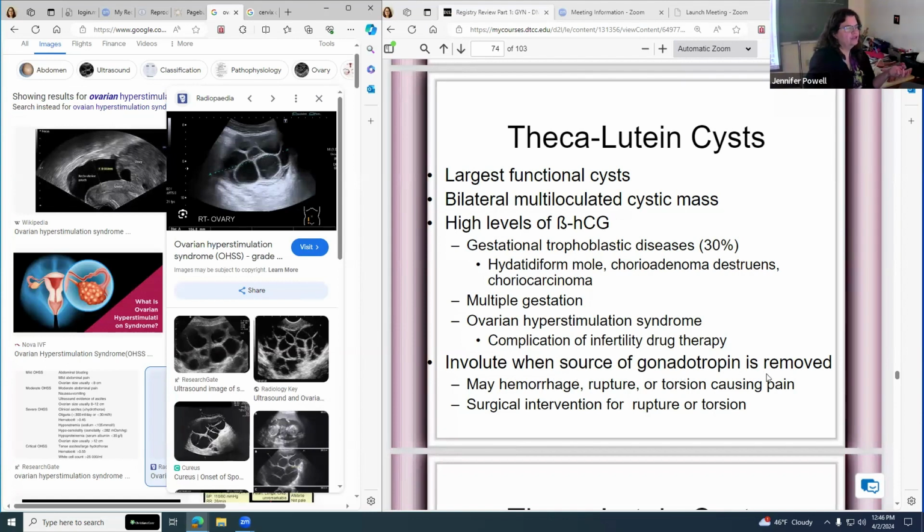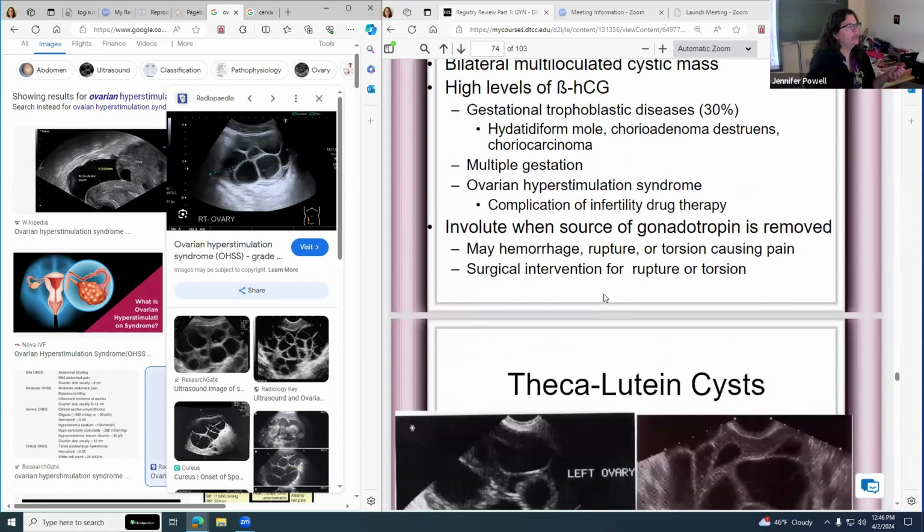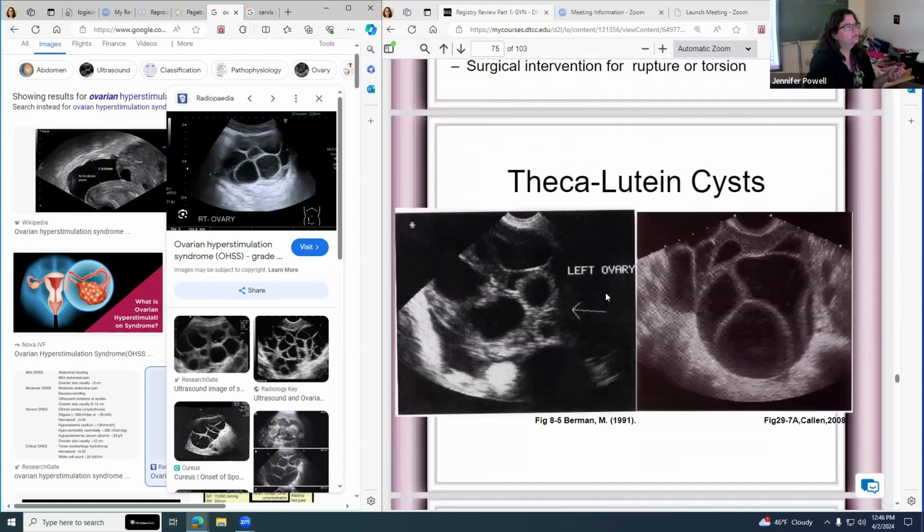and so you somehow have to stop that source of gonadotropin. And I don't know how that happens, whether they give medication for it, but they may rupture, hemorrhage, or torse, and surgical intervention for rupture or torsion. Otherwise, they probably just try and balance it so that it stops growing. So that's that.